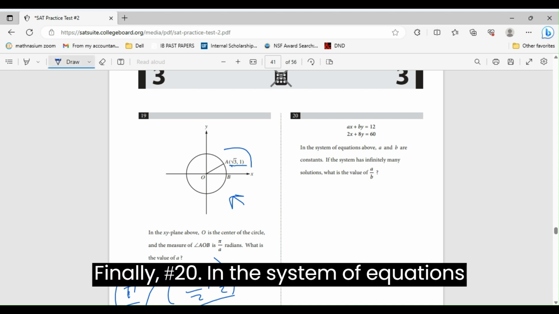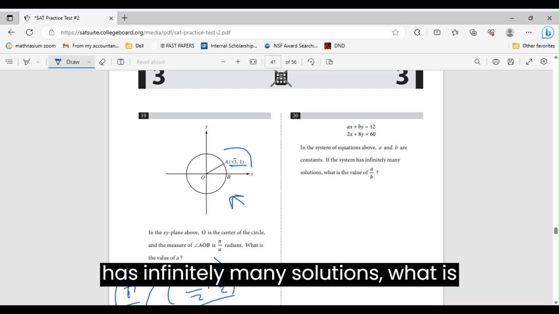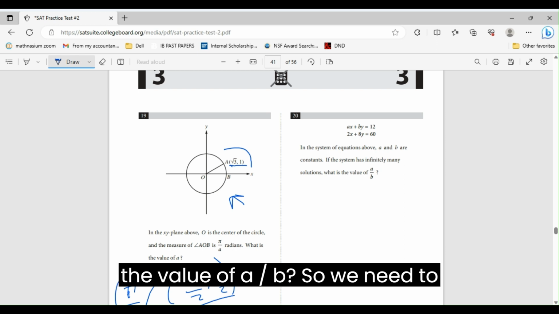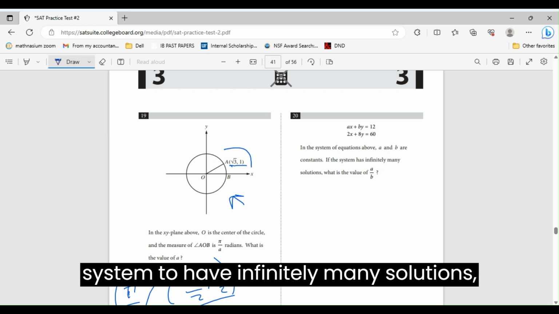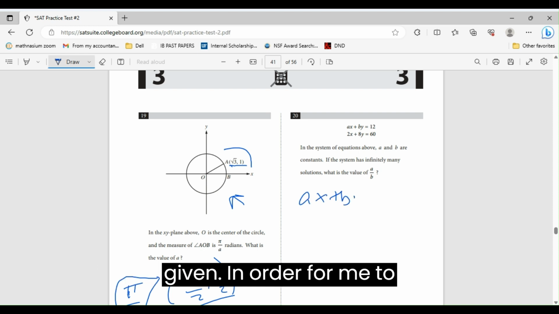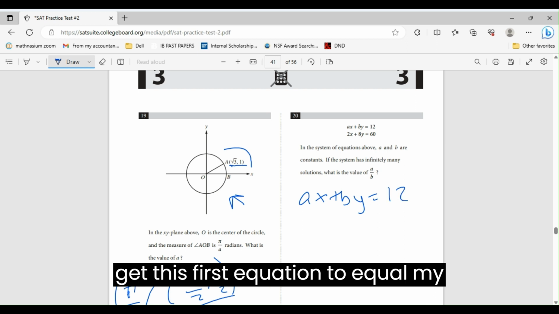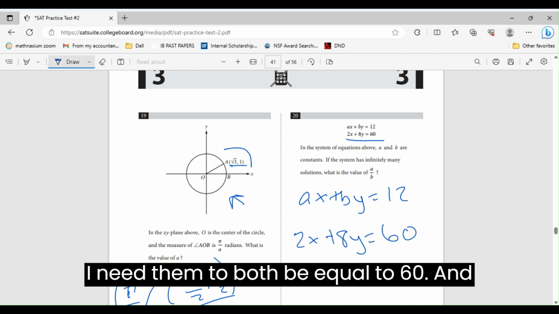Finally, number 20, in the system of equations above, A and B are constants. If the system has infinitely many solutions, what is the value of A over B? So we need to get these two equations to be the same, because that's what you need for a system to have infinitely many solutions. They must be the same line. And so to do that, let's first write out what we were given. In order for me to get this first equation to equal my second equation, I need them to both be equal to 60.